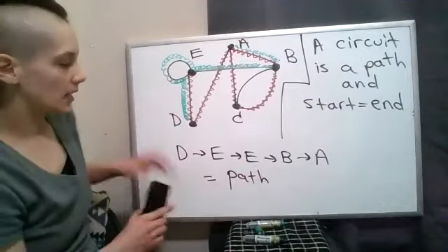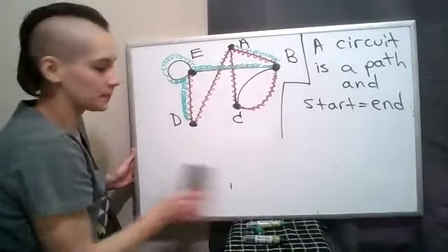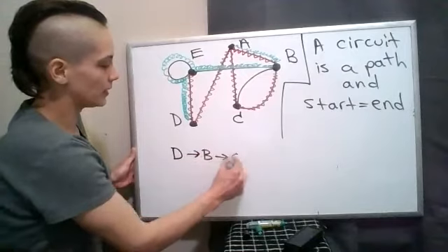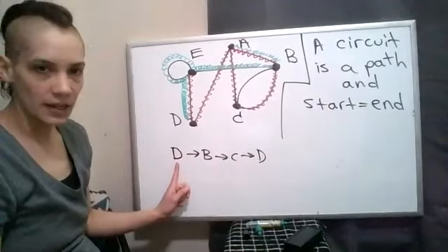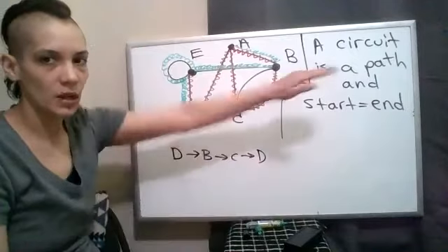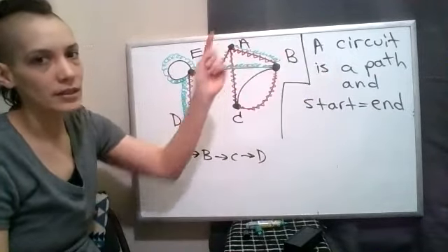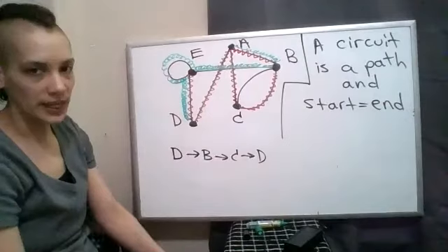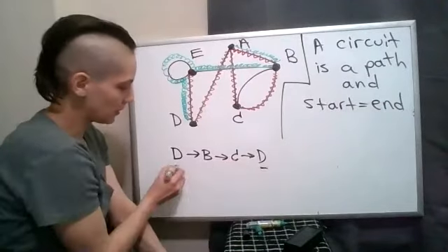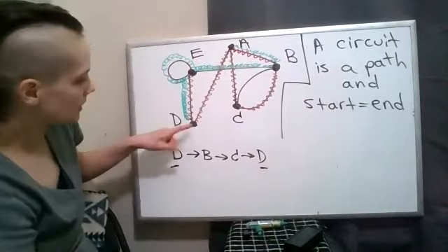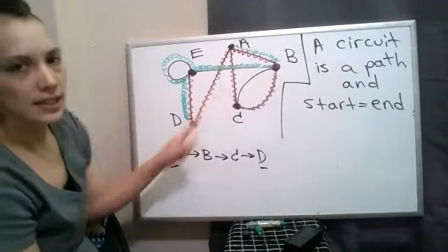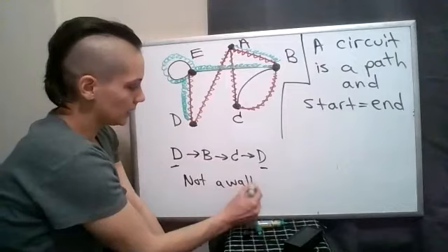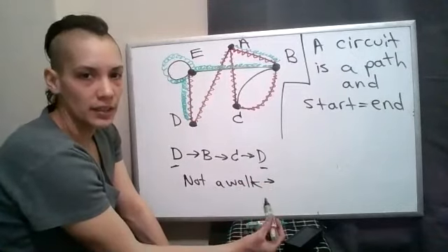So if you see something, like I'm just going to make something up really fast, like D, B, C, D. Just because you start at D and you end at D, you should check that it's also a path and that it's also a walk. So you should be going from vertex to vertex using an edge, and use your edges one time and end where you start. But I think D to B is not even a walk. So it's not a walk, and it definitely can't be a path or a circuit.